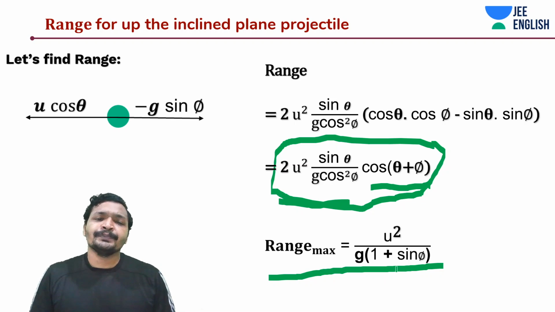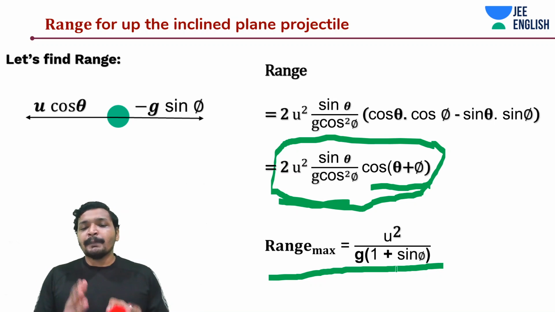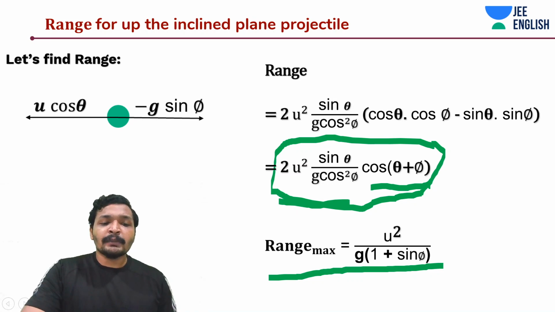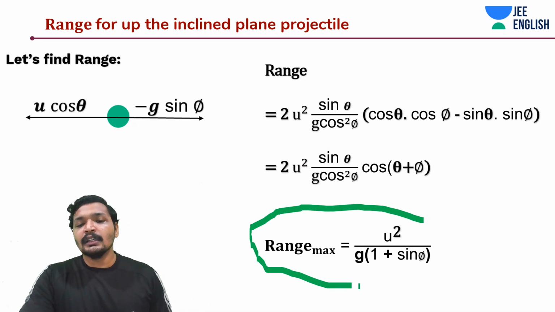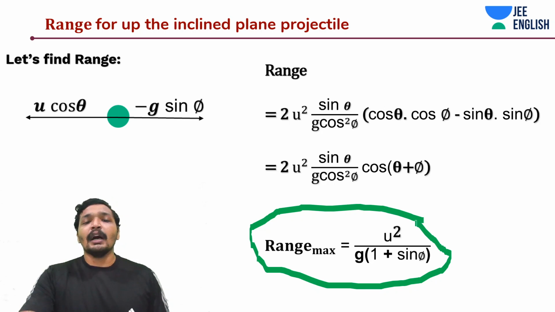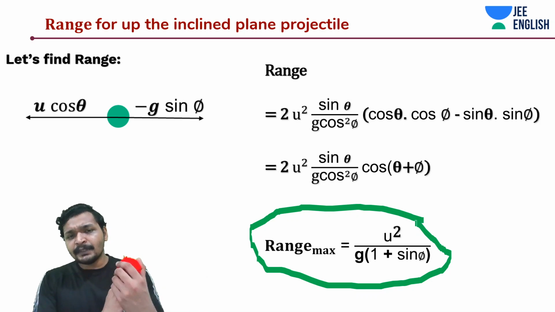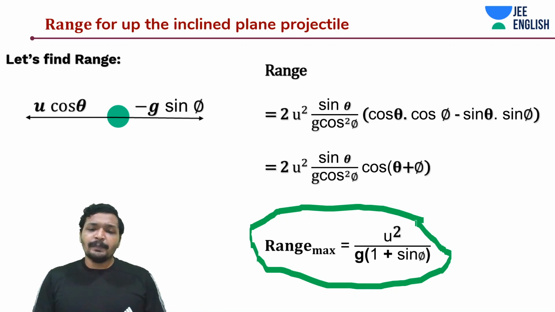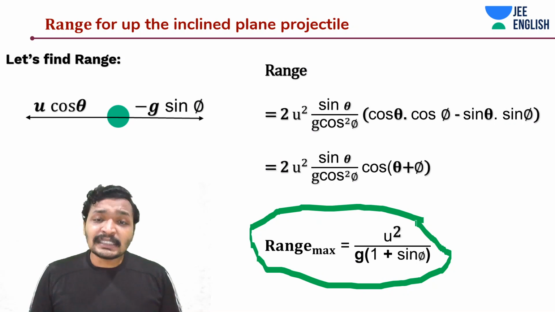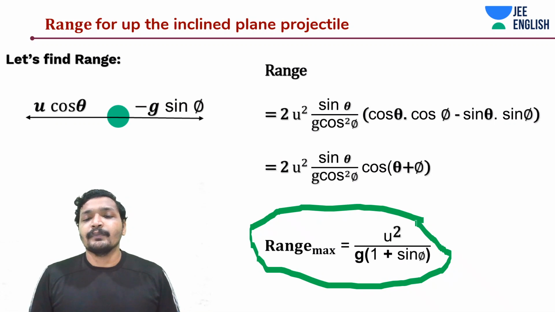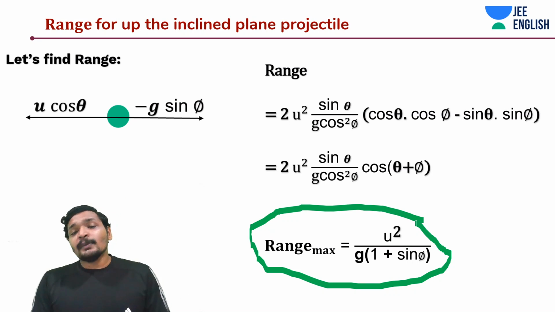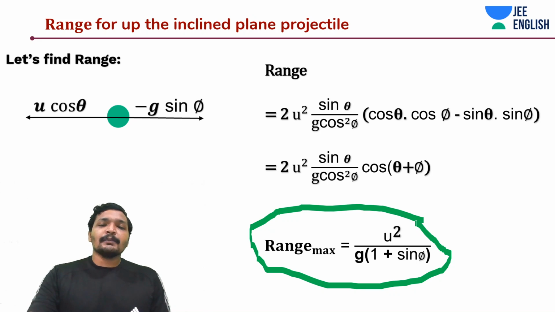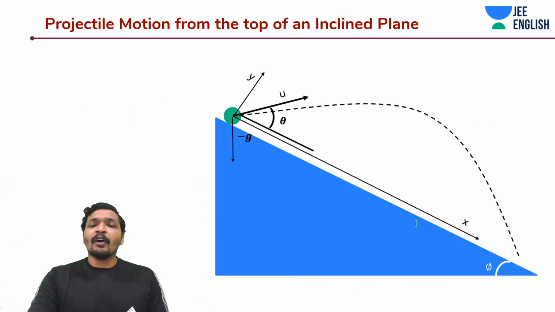But you may want to remember this, because differentiation would take a lot of time in this particular case. So the range max for an object projected up the plane would be u squared by g into 1 plus sin phi. Really simple, guys.